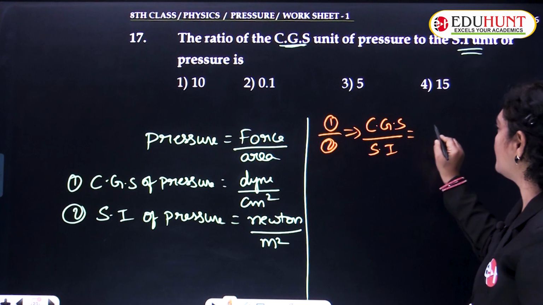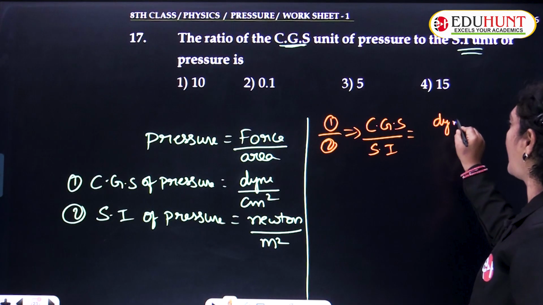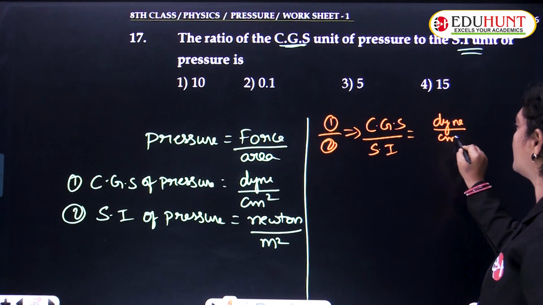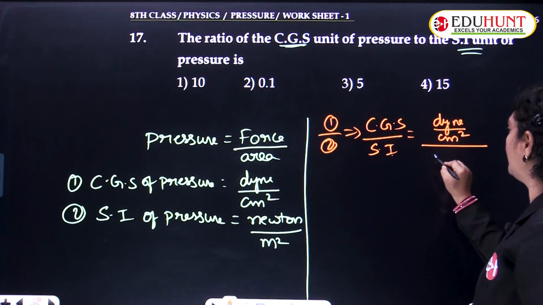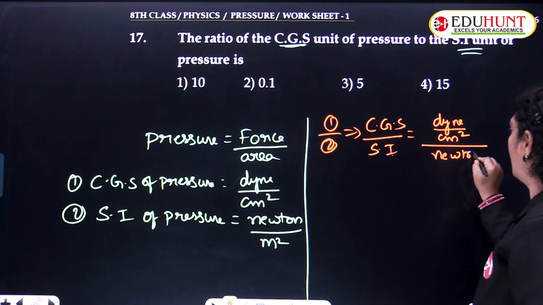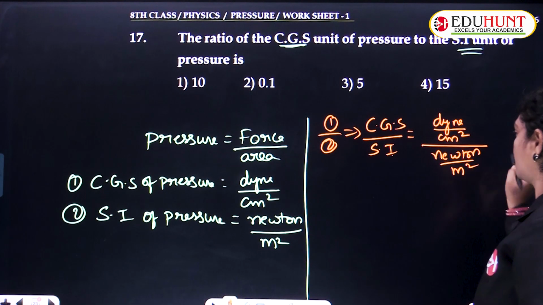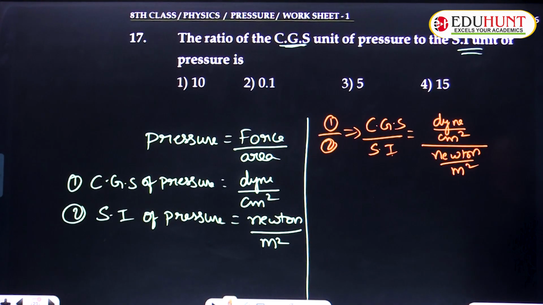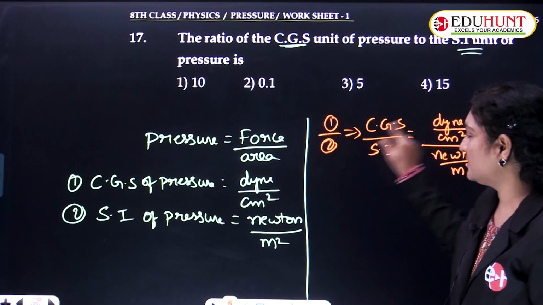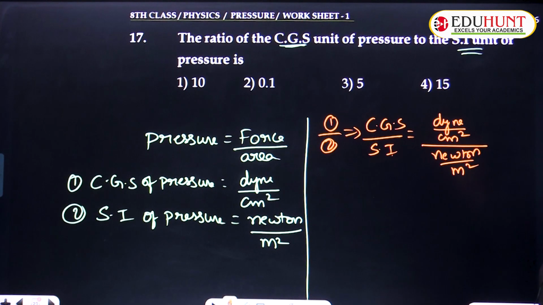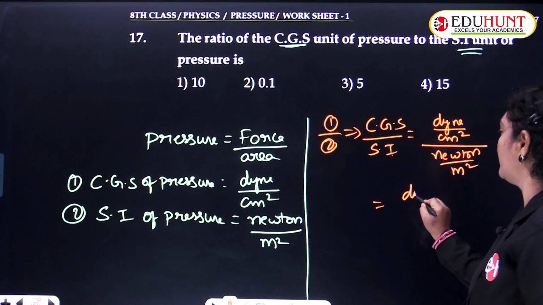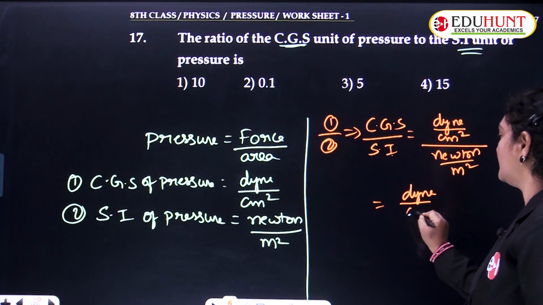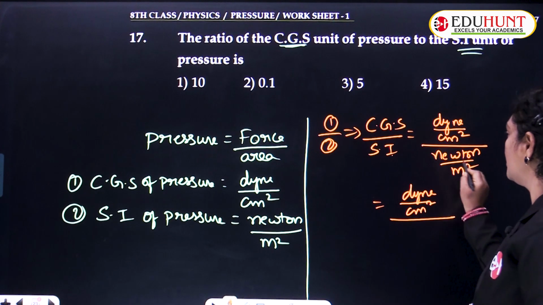So what is the CGS unit, children? It is defined as dyne per centimeter square, whole upon SI, which is Newton per meter square. Is that true? So this CGS is dyne per centimeter square, SI is Newton per meter square. So I'll keep dyne per centimeter square as it is, and now Newton.